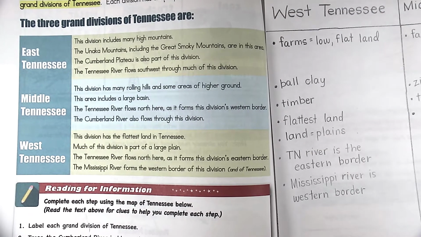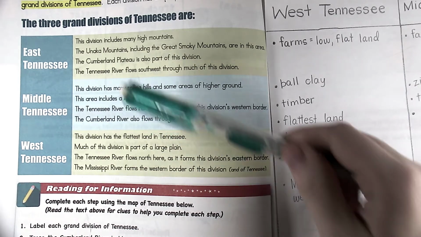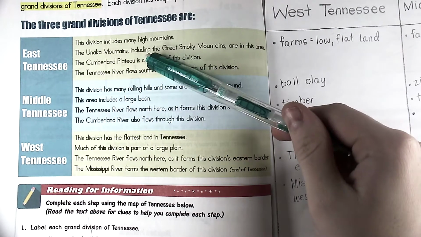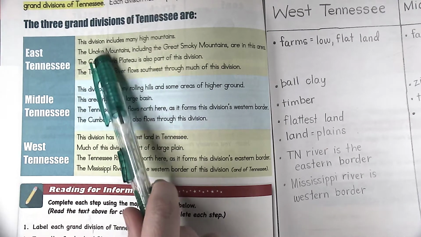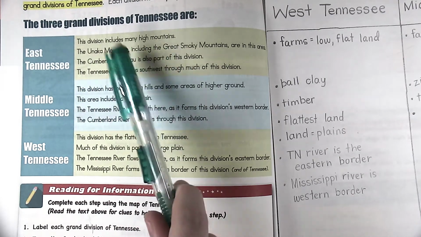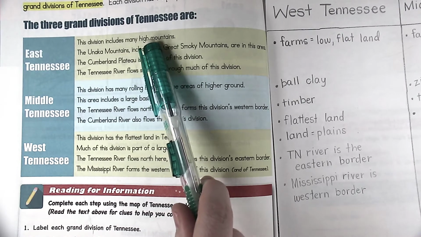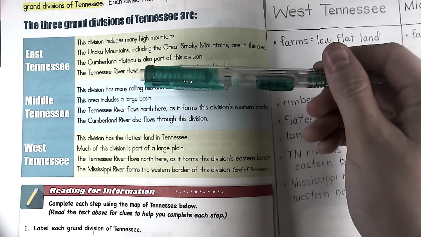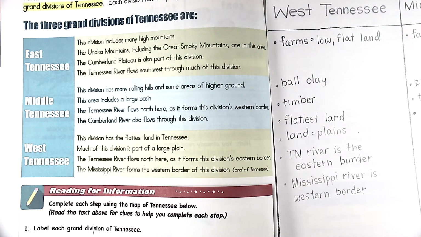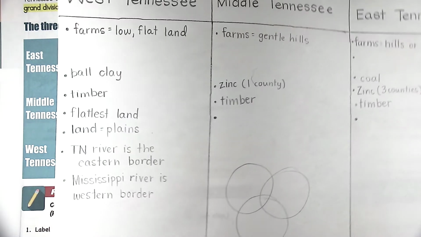Now what I would like you to do is I would like you to finish by writing notes for East Tennessee and Middle Tennessee. So I'll just give you one more example. This one says this division includes many high mountains. That's actually very, very, very important. So you can just write high mountains, or you can write mountains. And so go ahead and finish by writing your notes for East Tennessee and Middle Tennessee, and then you will be done with this activity.